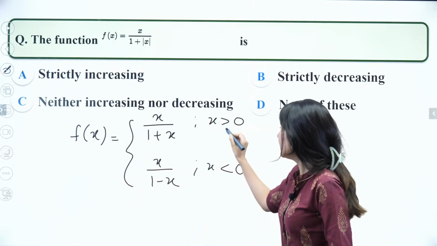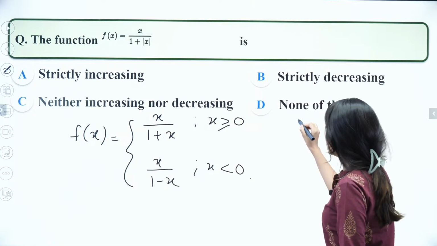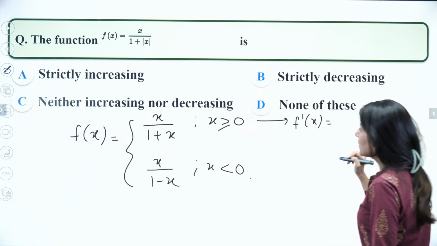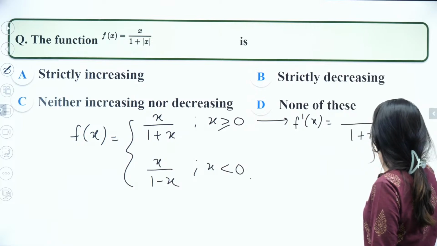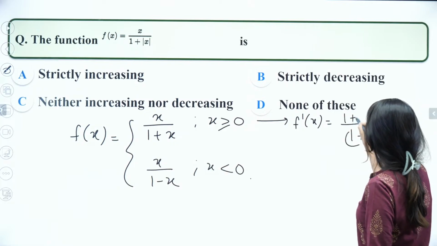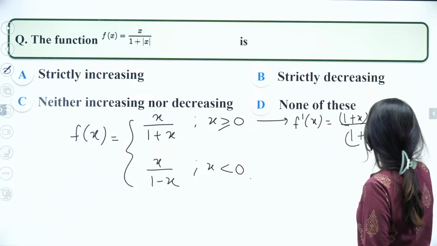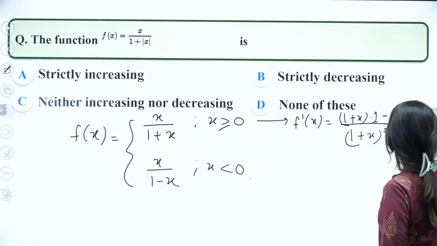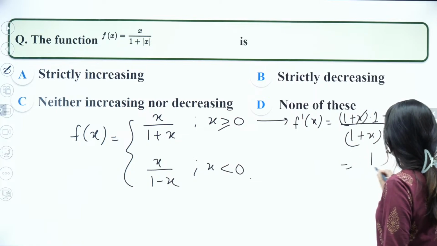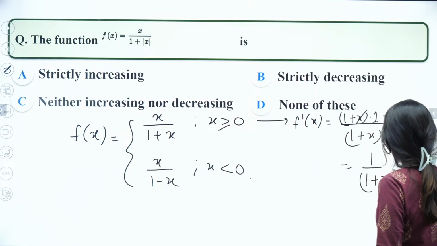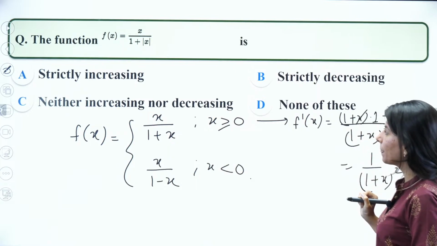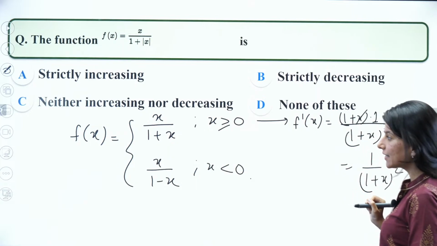Alright, the quotient rule I can apply over here. Now f dash x, when x is greater than or equal to 0, will be 1 upon (1 plus x) whole square. The derivative of 1 plus x is 1, and x is constant, so over here we have a 1. So this is 1 upon (1 plus x) whole square, which is positive. So strictly increasing, right? Strictly increasing.